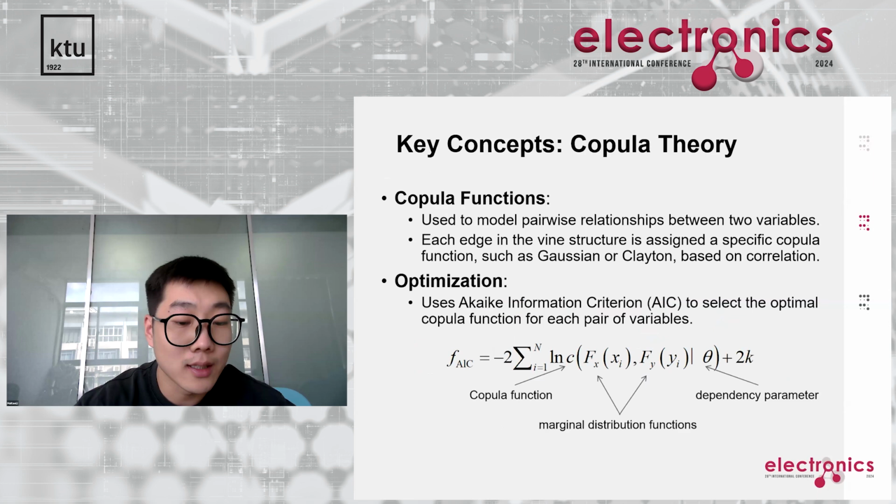Each pair of variables in the Vine structure is assigned a specific copula function. For example, we might use a Gaussian copula for relationships that are symmetric and a Clayton copula for the relationships that are not. We choose the best copula function by using the Akaike information criterion, which helps us avoid overfitting and ensures the best fit. This is important for finding outliers accurately.